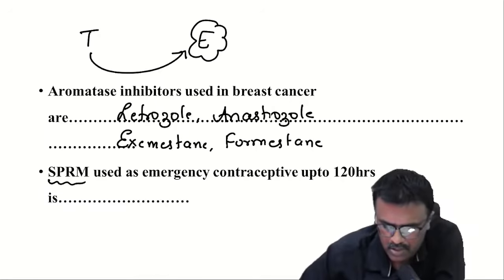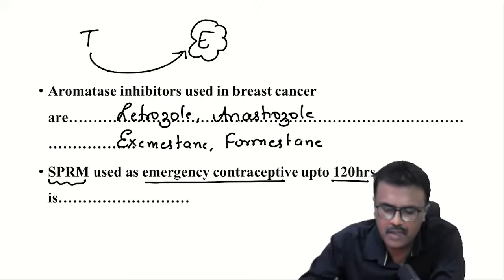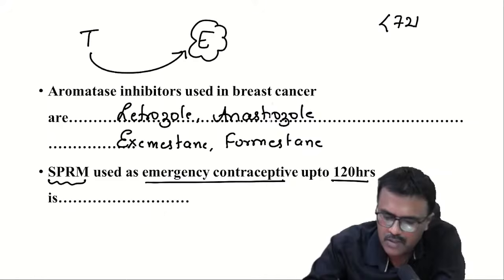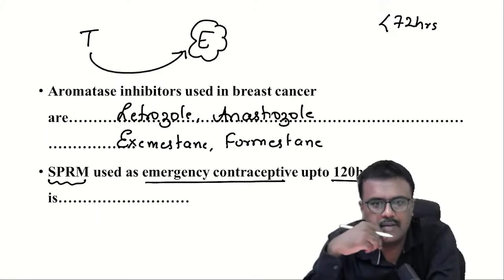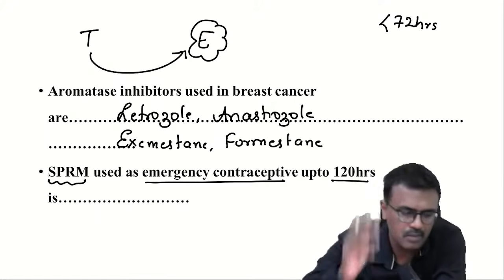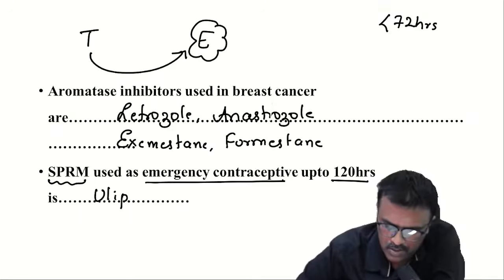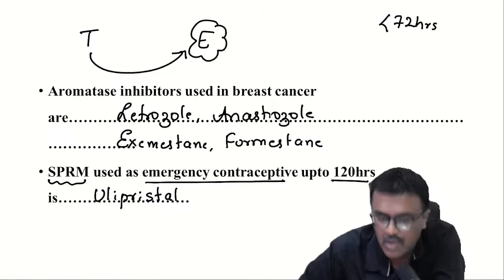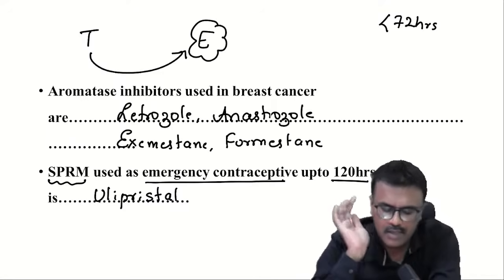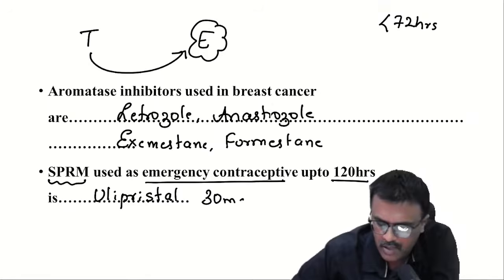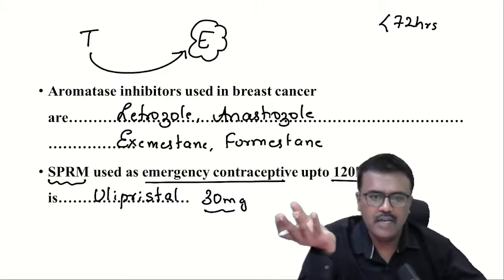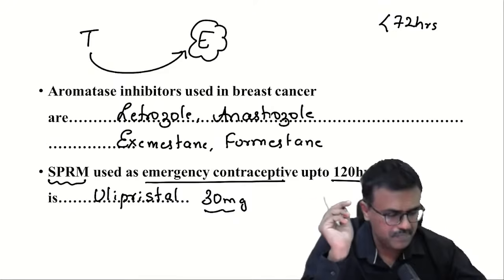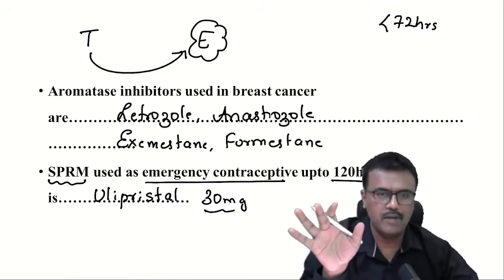What is the selective progesterone receptor modulator? Used as an emergency contraceptive up to 120 hours. Now most emergency contraceptives are within 72 hours, like OCPs, levonorgestrel, right? But there is a new drug which can be used up to 120 hours, that is up to 5 days, that is ulipristal. In one NEET PG, they had asked the dose also, 30 milligram. Should I remember the dose of every drug? Unless you are writing it every day, you won't be able to remember. But what has already been asked, you should know.